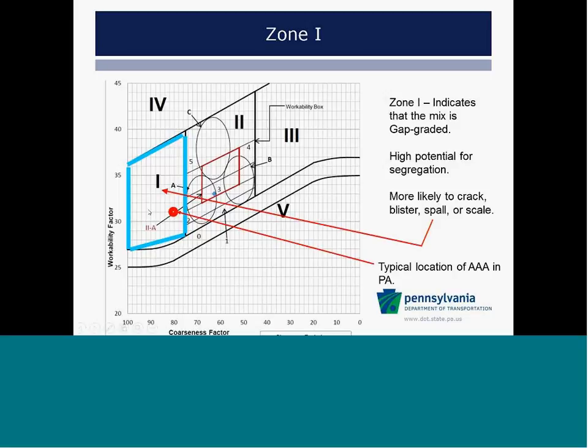Now, zone 1 of that chart indicates mixes that are gap graded, with potential for segregation, and they'll crack, blister, and spall more, and skin more likely to do that. This is where your typical AAA in Pennsylvania has historically been, in this gap graded area.